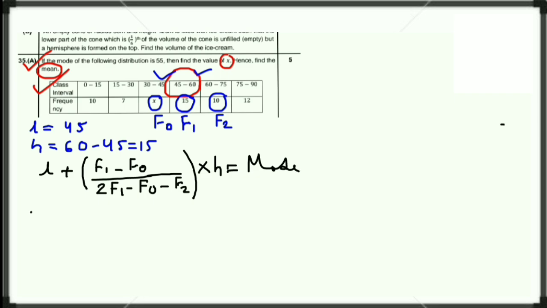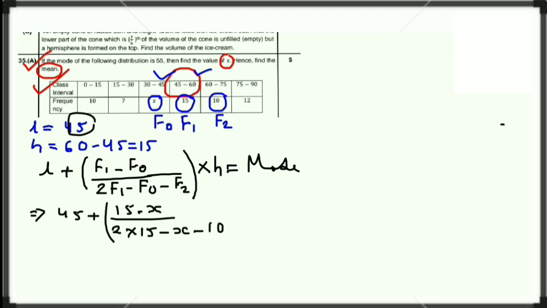Now let's put the value of L, that is lower limit, we have 45 plus F1 we have 15 minus F2 we have x by 2 into F1 we have 15 minus F0 we have x minus F2 we have 10 into h, that is height, we have 15 equal to the mode given in the question, that is 55.